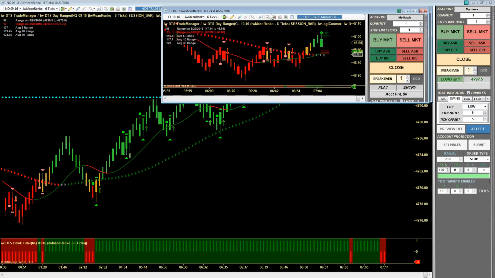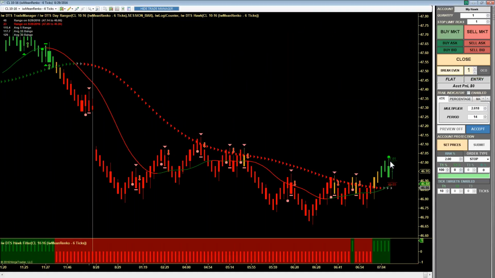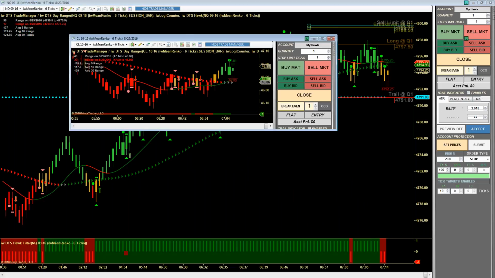Crude oil trying to test the top end now of this trading range. If we see a failure to break out, say above 47.10, 47.15, it's a good chance we're going to see the market try to head lower again. Check out the bottom end of the trading range.